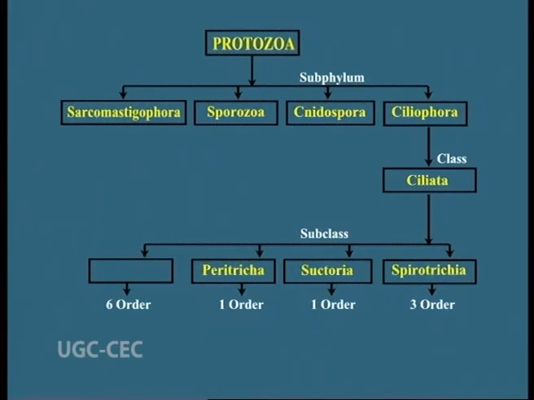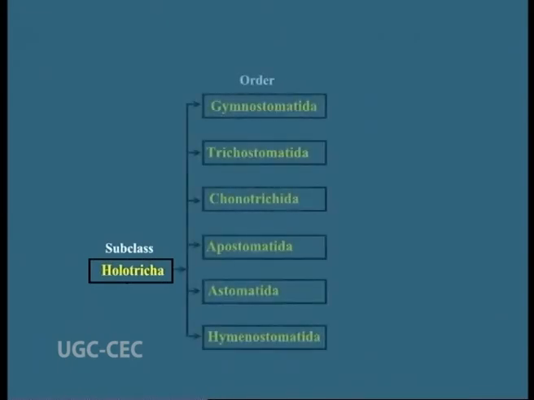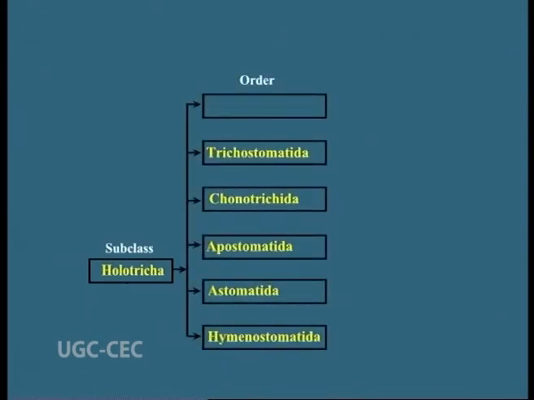Subclass Holotricha with simple or uniform body cilia. Buccal cilia mostly absent. Subclass Holotricha is further classified into 6 orders. They are Gymnostomatida, Trichostomatida, Conotrichida, Apostomatida, Astomatida and Hymenostomatida.